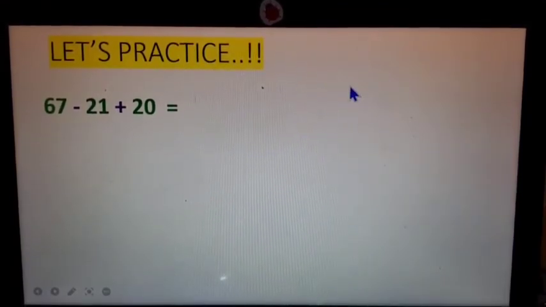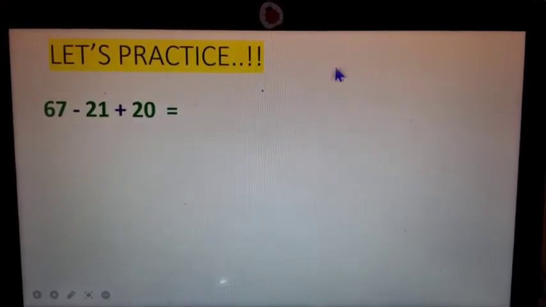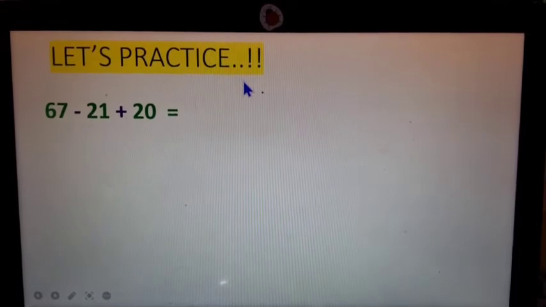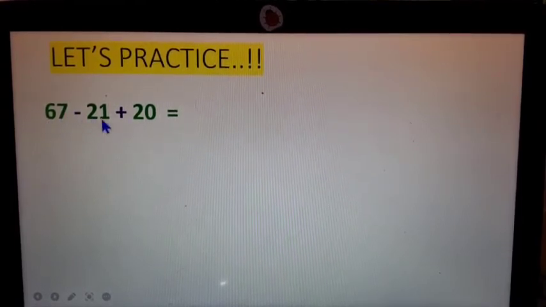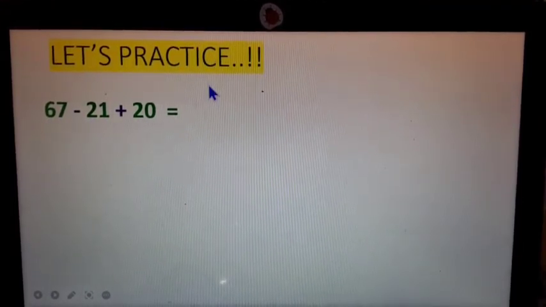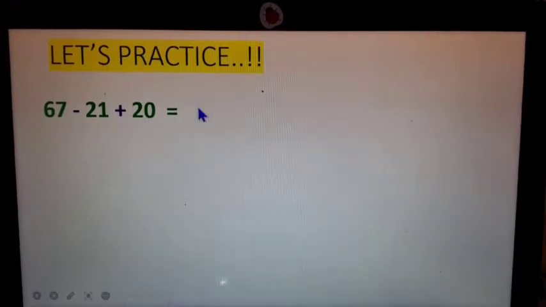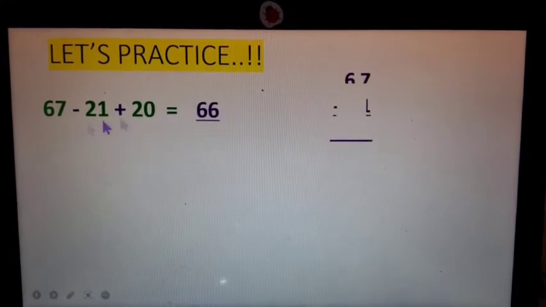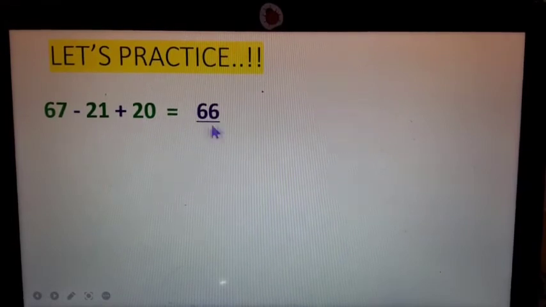Okay, now that we have learned the two types of the four operations, which is using from left to right, can you solve this question? 67 minus 21 plus 20. I give you a moment to find the answer. Yes, the answer is 66. Alright, 66. Now, how do you get 66?